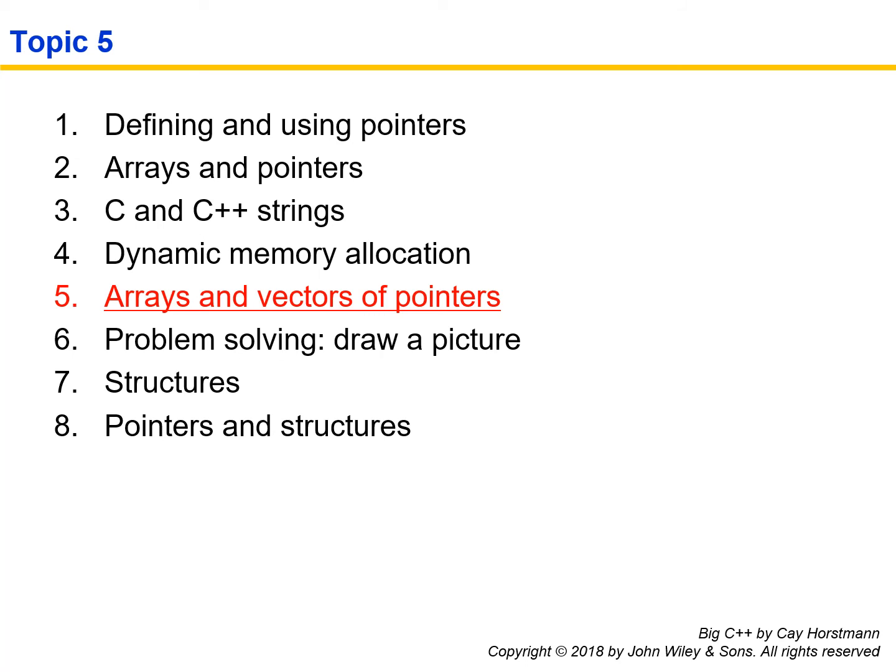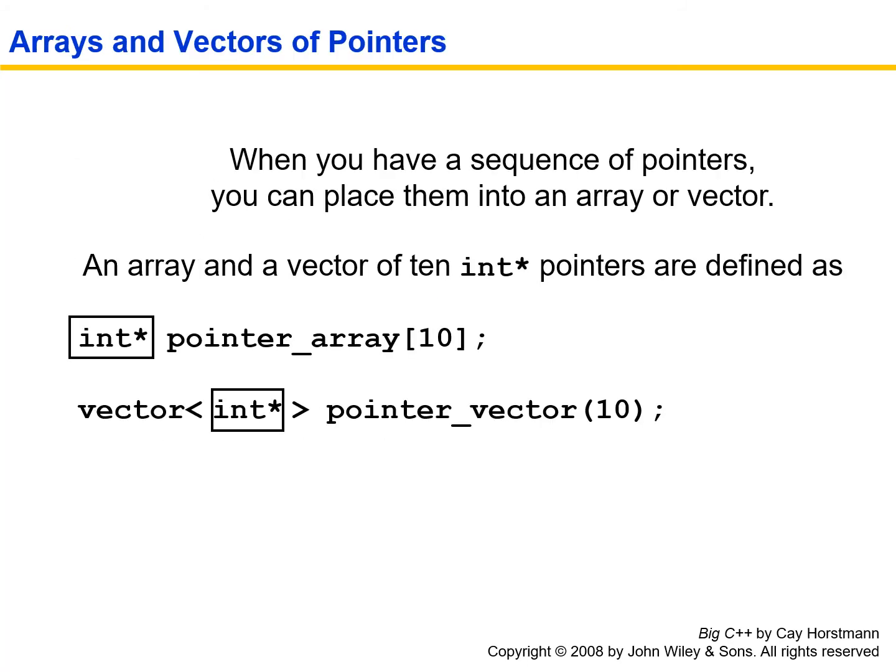Okay. We can also use pointers in arrays. So if we said int star pointer array, that fills an array with pointer types. We can also make a vector of type int star and get pointer vectors. Why is this useful?